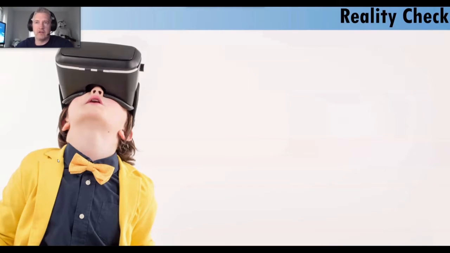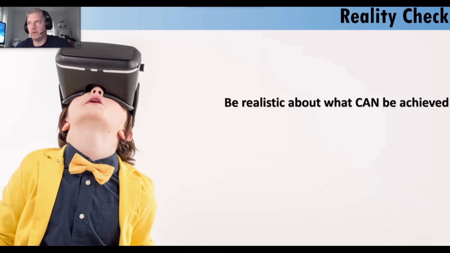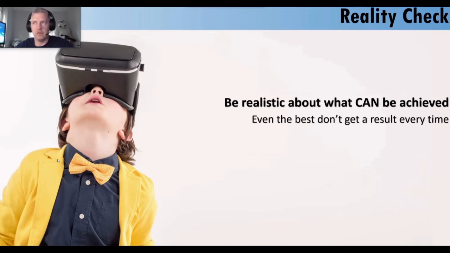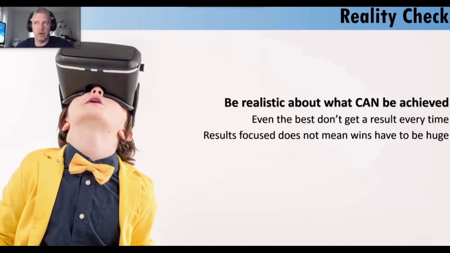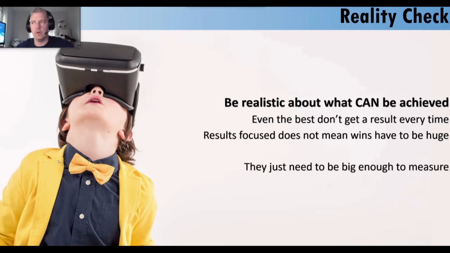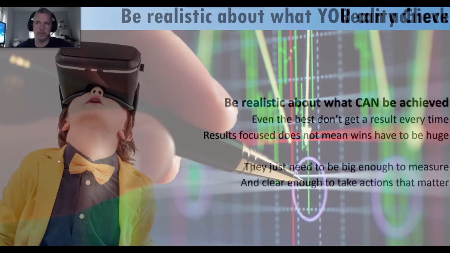Before you even design one, you need to think about how can we measure something? Because that's what then dictates what you then put into your variance. So a reality check before we start on how to structure a test. Be realistic about what can be achieved with a test before you start planning it. Even the best don't get a result every time. Results focused does not mean the wins have to be huge, but they need to be big enough to be measured and they need to be clear enough to take actions that matter.